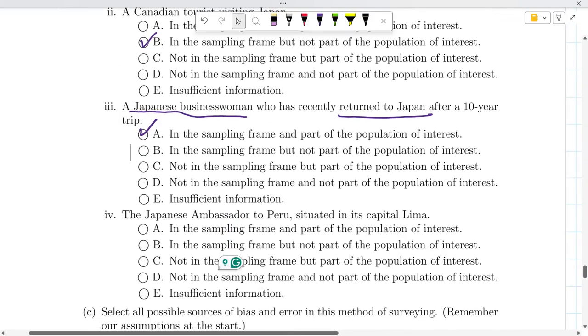Last but not least, a Japanese ambassador at some other country. So this person is not in Japan, but is in the population of interest. And the reason why is because the Japanese ambassador is a Japanese citizen. Okay, so option C.